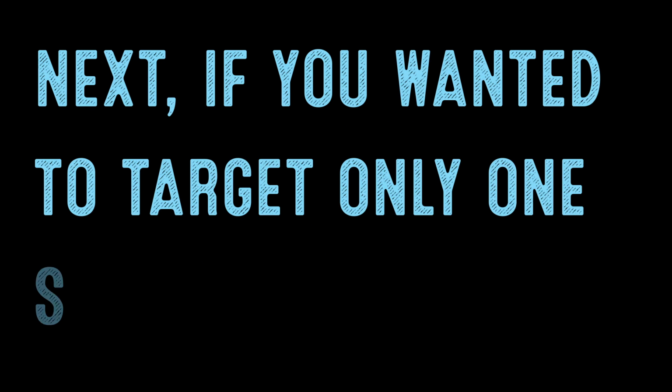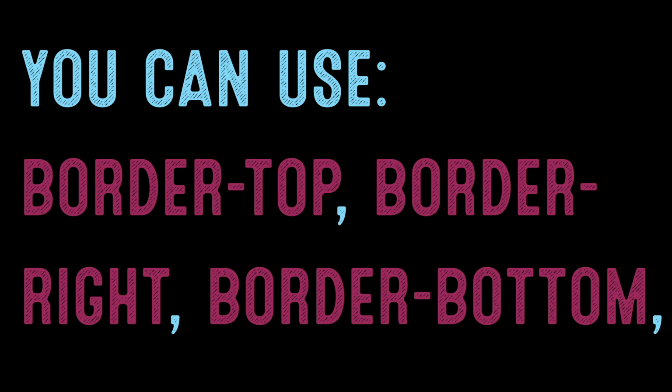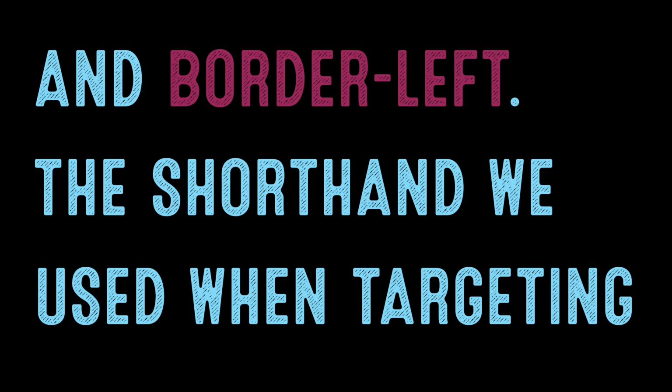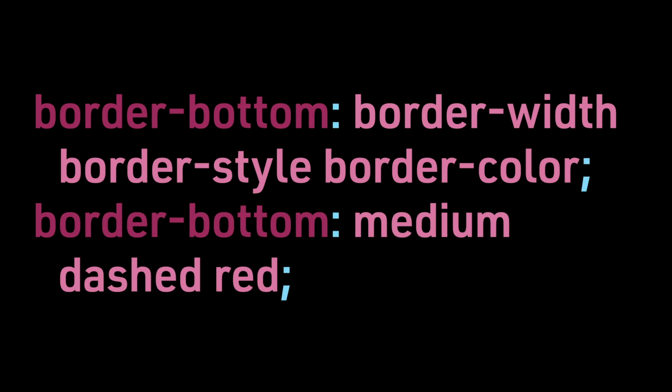Next, if you wanted to target only one side of an element, you can use border top, border right, border bottom, and border left. The shorthand we use when targeting all 4 sides is the same when targeting just one side: border bottom, border width, border style, and border color. Border bottom, medium, dashed red. This example states that the bottom border of an element should be medium width, dashed style, and red in color. Finally, you can also just target the border width, border style, or border color of a particular side of an element.